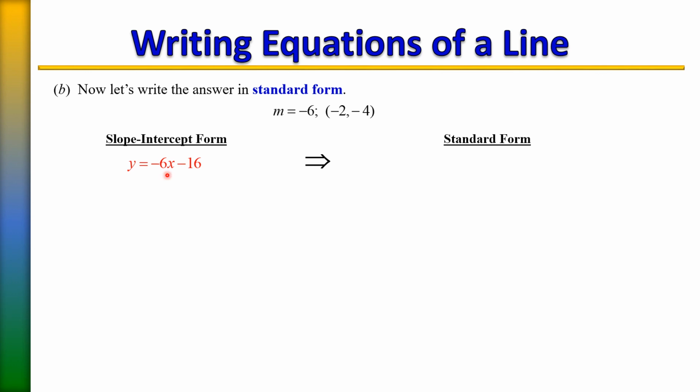All we need to do is move -6x from the right side over to the left side. To do that, we have to do the opposite. So the opposite of negative 6x is plus 6x. When we add 6x to each side, we have our equation in standard form, which is 6x plus y equals negative 16. And this is the correct standard form of an equation, because notice that the coefficient of x is not a negative and it's not a fraction, so we are good. That is your equation of the line.